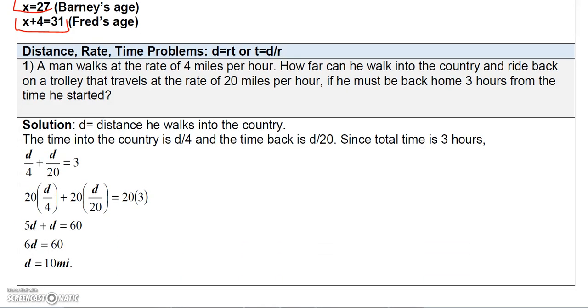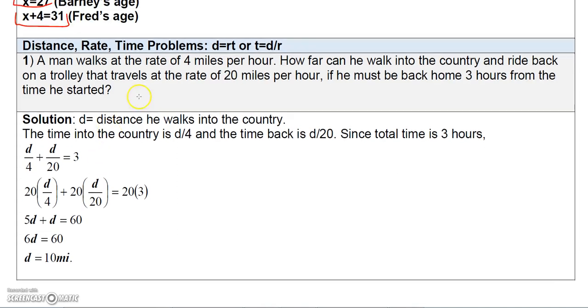Okay, the next problems are distance, rate, time problems. If I'm going too fast, feel free to pause the video and look at these. Okay, so the distance is rate times time, and time would be distance divided by rate.